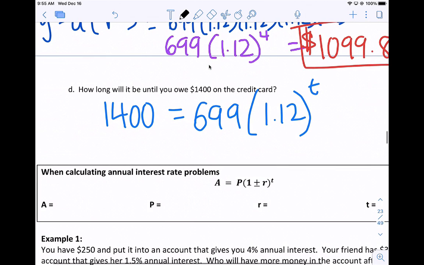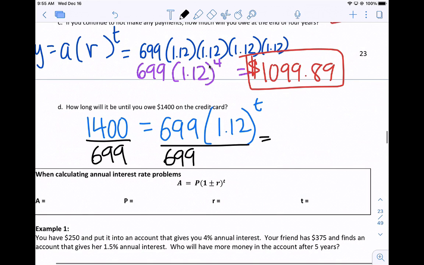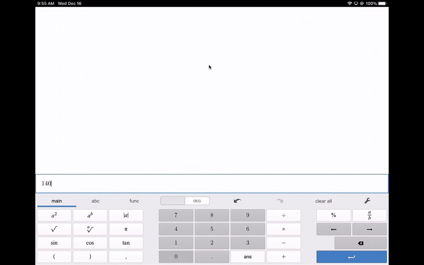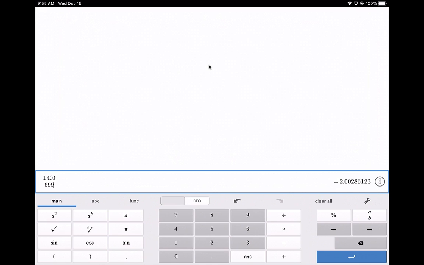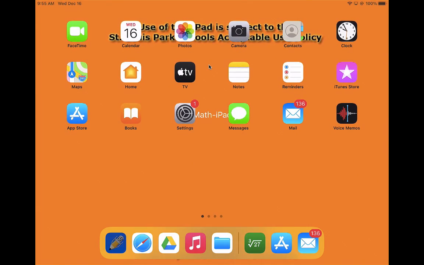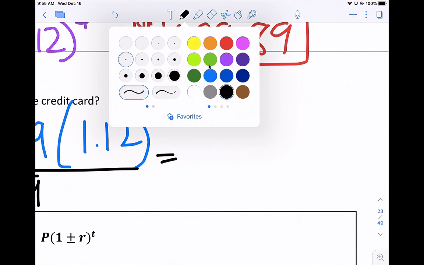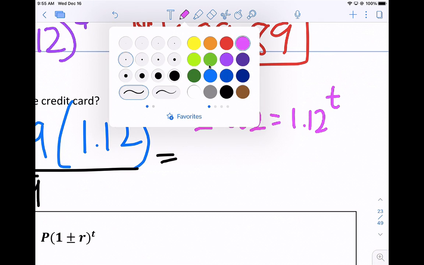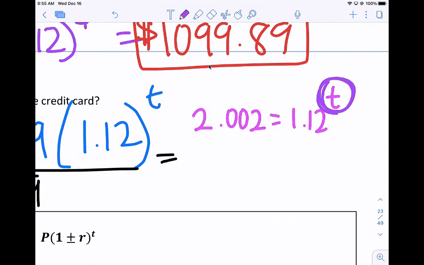So one way to do this is you could just keep typing in years here until both sides equal 1,400. I like to make the numbers a little bit smaller, so algebraically I can divide each side by 699. And that makes my numbers a little bit smaller, so let me type that in. So 1,400 divided by 699, it's about 2.002. So I'll write that down. So here's what we're looking at here. We want to know when 2.002 equals 1.12 to the T power. So now I'm going to use guess and check. I'm just going to type in years here so that on the right-hand side of the equation, I want 2.002. I want to see how close I can get so that the right-hand side is also 2.002.